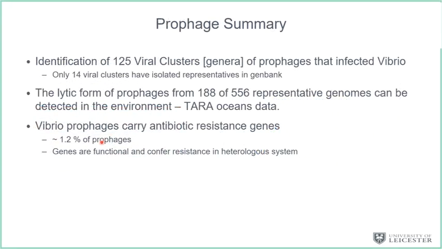So in terms of the prophage summary that we have, we're able to identify 125 viral clusters of prophages that infect Vibrio, many of which had never been seen before. We are able to identify that many of these can probably produce an actual virion based on the Tara Oceans data set, and that they encode antibiotic resistance.